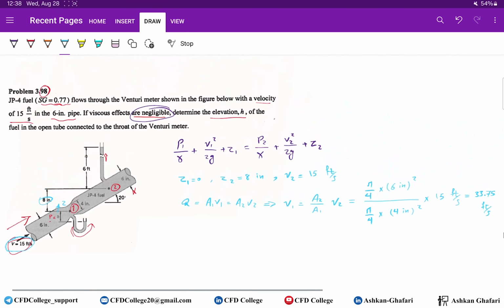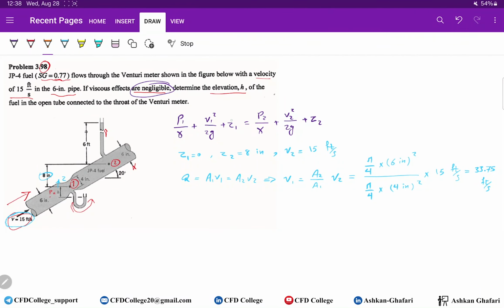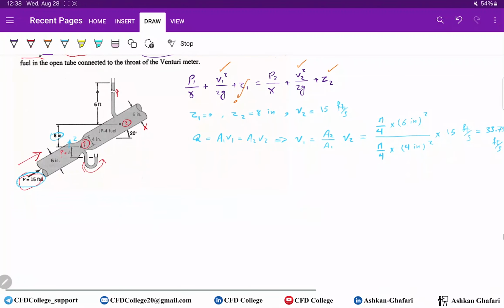Okay, so we know this term is 0. We have it, and we have it. What about pressure? You should use these open tubes to calculate the pressure. As I mentioned, this type of manometer measures the static pressure, the static head.